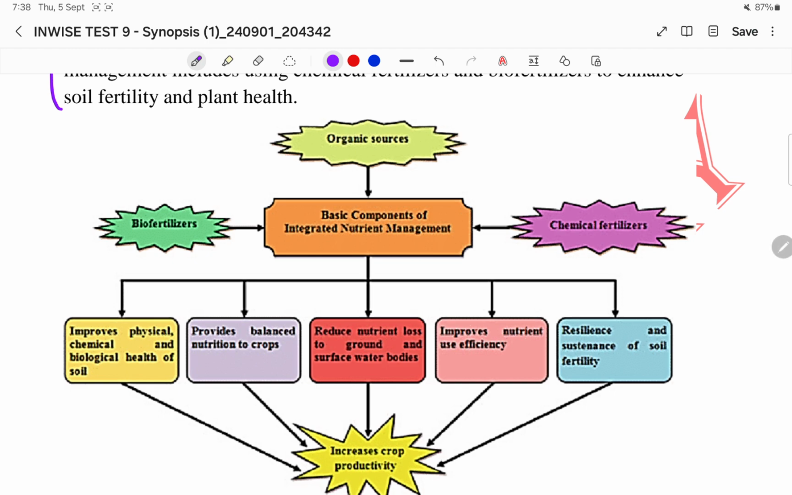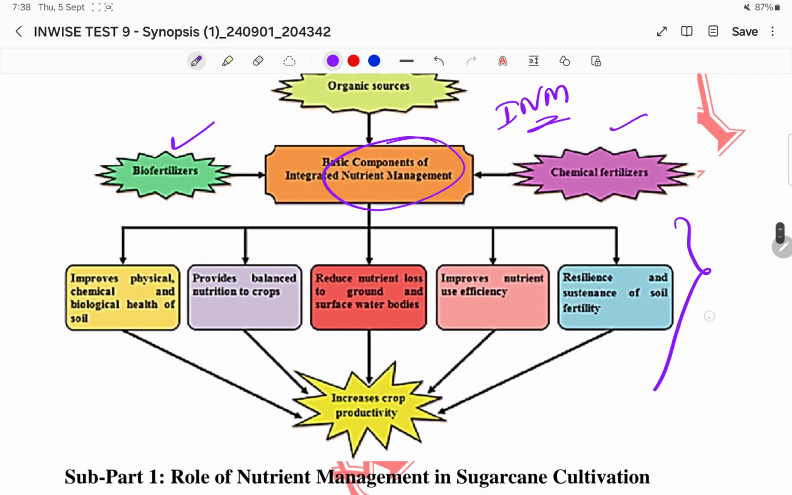So come to here, nutrient management. You can write INM, like biofertilizers, chemical fertilizers also. This is general for all crops. If any question asks about nutrient management, you just mention INM, and there you can mention biofertilizers, chemical fertilizers, then organic sources also.